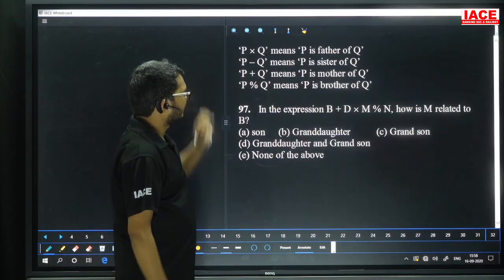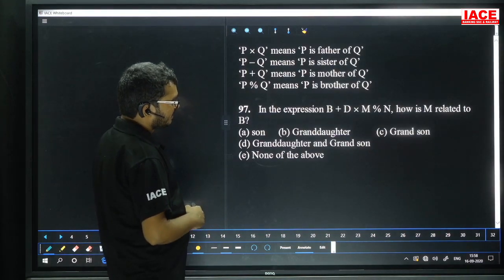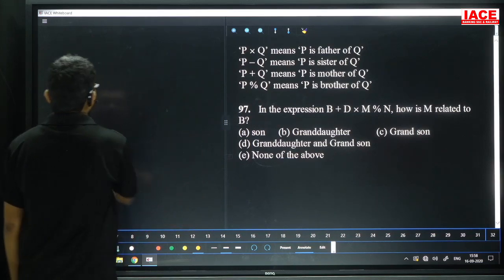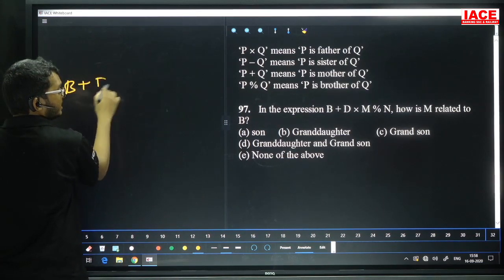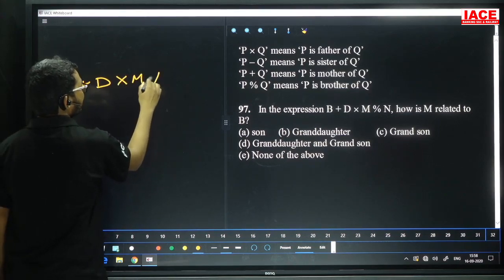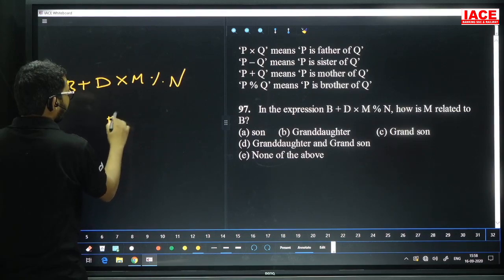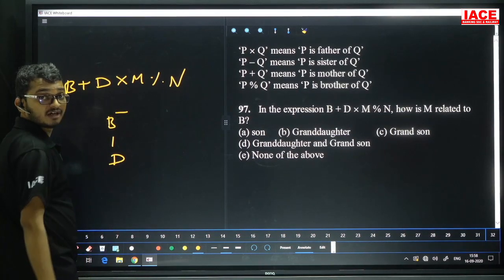Question number 97. In the expression B plus D into M percentage N, how is M related to B? Take care. The given expression is B plus D into M percentage N. B plus D: plus means mother here, so B is mother of D.